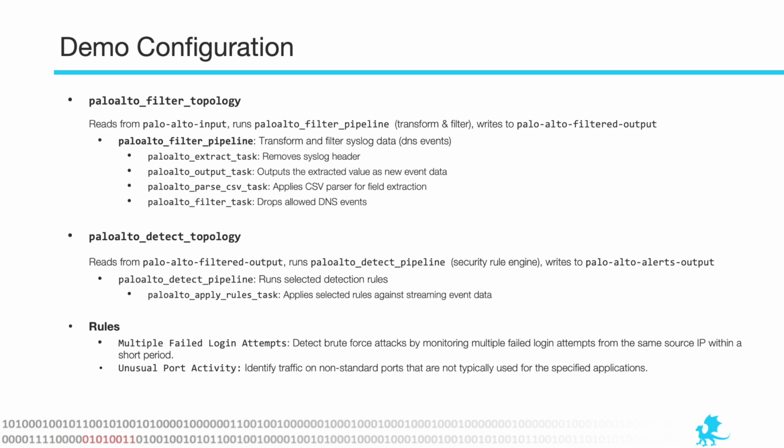In the Palo Alto detect topology, we read from the Palo Alto filtered output topic and run a pipeline focused on security rule enforcement. This topology has only one task for applying rules.